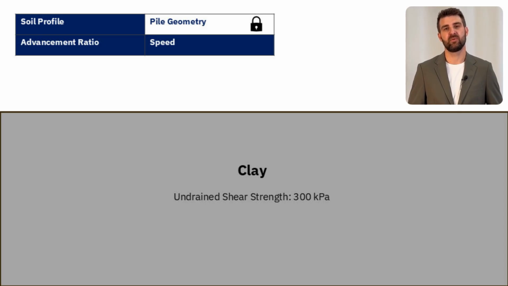So in this case we can't control the soil profile, we can't control the advancement ratio or the speed as precisely as we could in the laboratory. So we are influenced by how well the installer actually installed the piles. The only thing we can control is the pile geometry, since we can decide which pile to install. The clay that we are installing the piles in has an undrained shear strength of around 300 kilopascals.